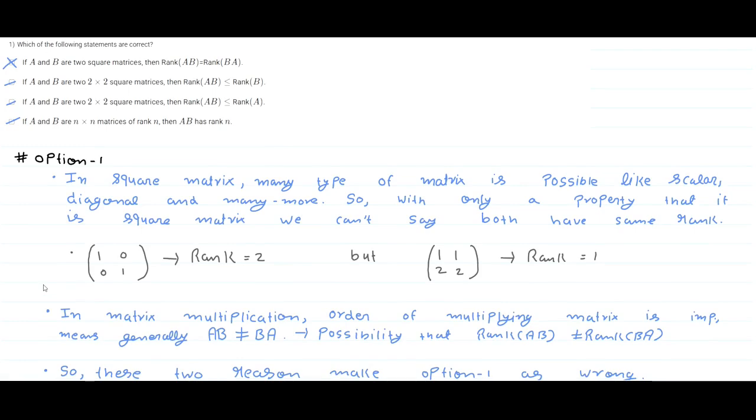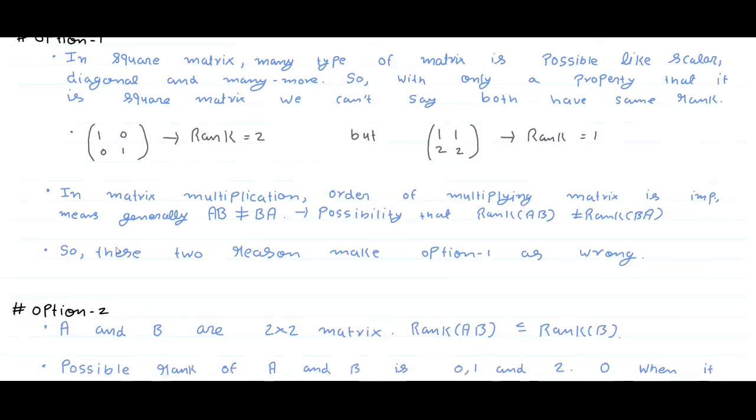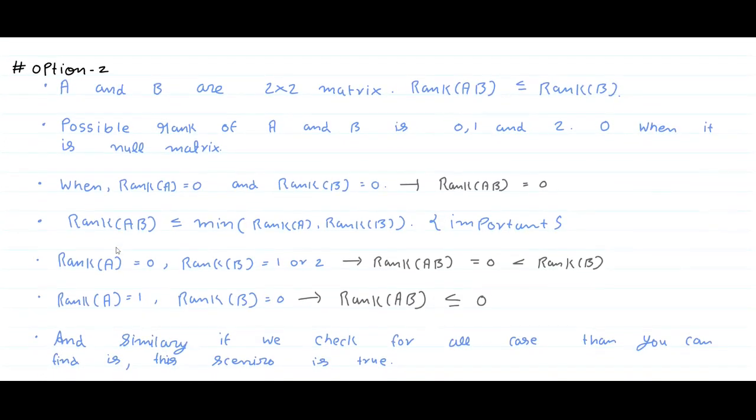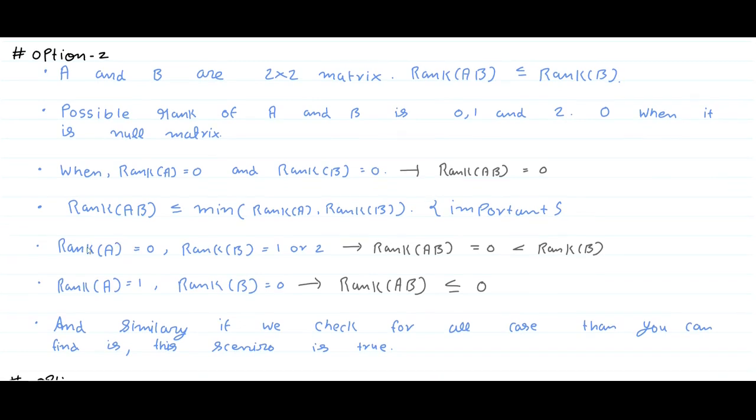Coming to the second statement, which states that if A and B are two 2 cross 2 matrices, then rank of AB is going to be less than or equal to rank of B. Since A and B are two 2 cross 2 matrices, the possible rank for both matrices can be any of three values, which is 0, 1 or 2. We just said that the rank of AB is always going to be less than or equal to the minimum of rank of A and rank of B.